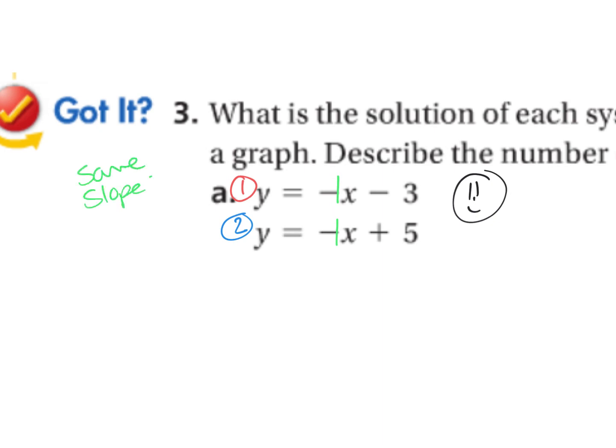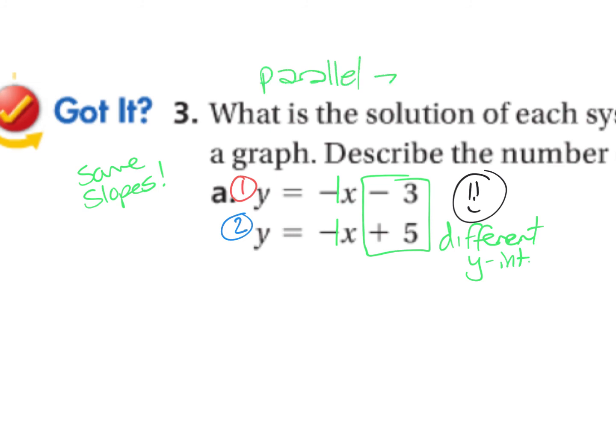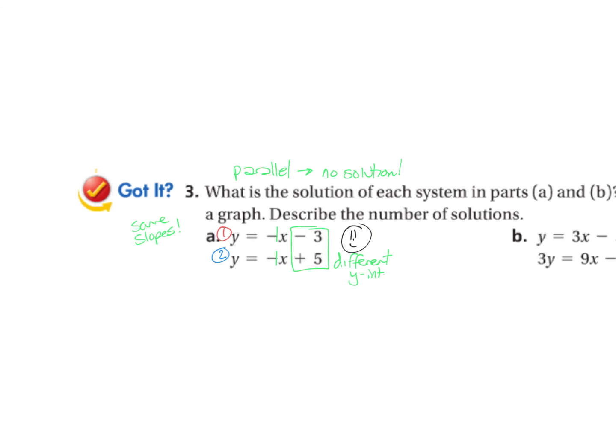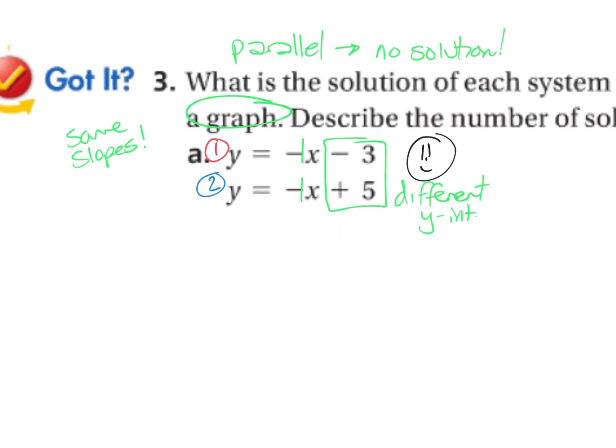They have the exact same slopes. They both have a slope of -1, but I can also look over here, they have different y-intercepts. So I know these are going to be parallel, which means they're never going to cross, so we'll have no solution. So you can kind of think a little bit smarter. If you get more practice with this and recognize it, then it makes it a little bit easier to figure out our answer. However, this question did ask me to go ahead and do a graph, so let's just take a moment and do that.